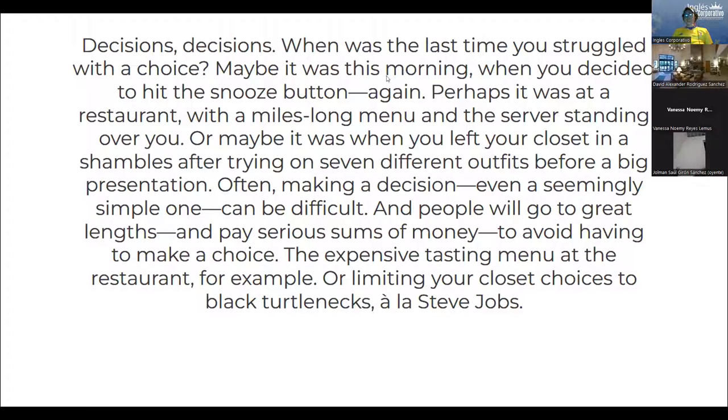What is hit the snooze? Anybody knows? It's the alarm, sure. Very good, Vanessa. Yeah, when you hit the snooze is when, in the morning, the alarm is sounding, and you wake up and you say, oh, I don't want to get up, right? I'm going to sleep 5 minutes. And you click, there are two options. One is discard and the other one is snooze. So when you click snooze, it means that it's going to sound again. It's going to ring again in 5 minutes.